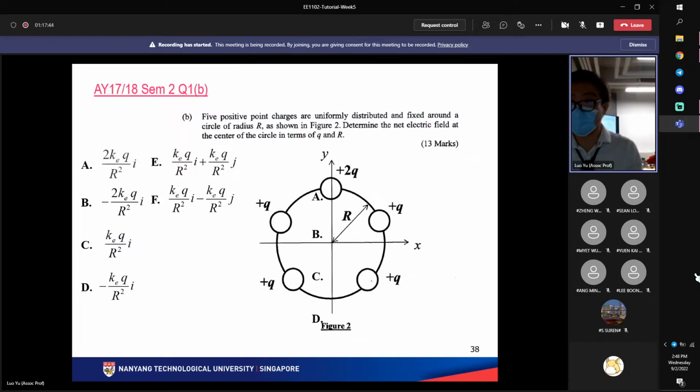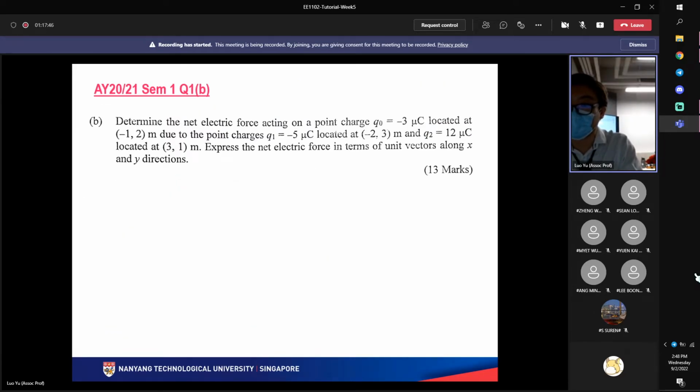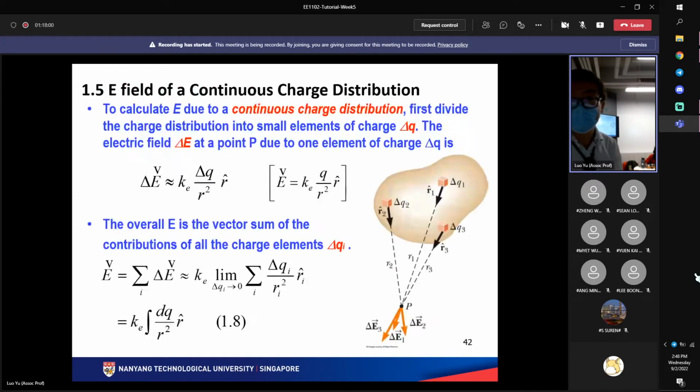Here I have some other questions about multiple charges. As I said, they are tested quite often in the final examinations. But for the last one, I don't have time to go through it, so you try to solve it yourself and compare with my answer, okay? Now I will quickly jump to the last part I would like to talk about.